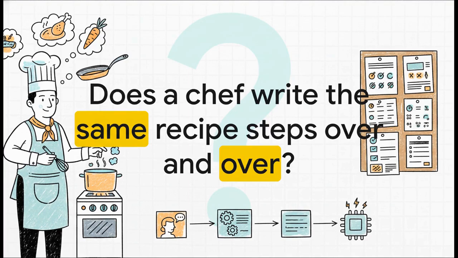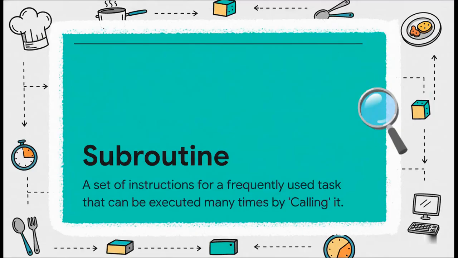Instead, they perfect that one recipe for basic curry paste, write it down once, and then in every other recipe, they just say, add 2 spoons of basic curry paste. Programmers do the exact same thing. And that master recipe, in our world, is called a subroutine. It's a block of code that does one specific, common task. So instead of writing those lines of code again and again in your main program, you just call the subroutine whenever you need it. It's a huge time saver and keeps your code clean and organized.